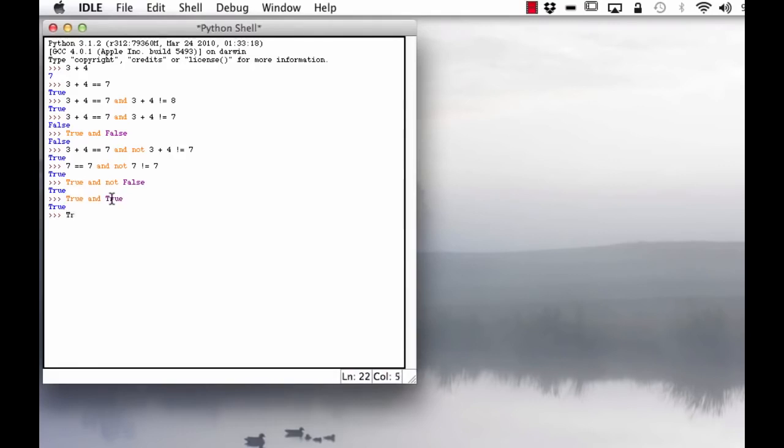Now if we have and true or false, we can do more complex equations like this, and in this case the and gets operated on first, followed by the or, and so this gets simplified down to true or false, right?